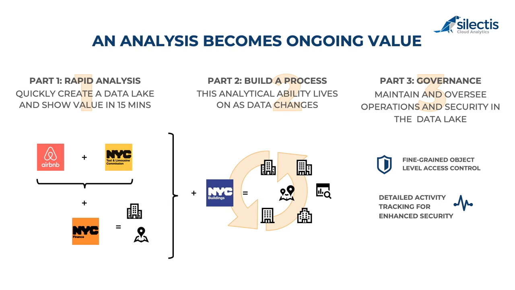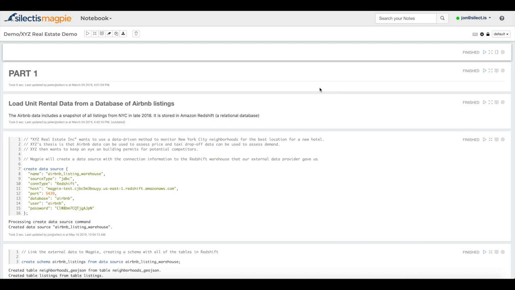The first is a rapid analysis phase where we're going to load in that data quickly and identify those target properties that might be of value to purchase for this new hotel. The second part is about building an ongoing process on top of this data lake within Magpie, and we're going to show how you can build recurring tasks to keep your data lake up to date. Part 3 is about governance and showing how you can secure your data lake and audit and monitor activity within your data lake to get insight about how your business is using data. And now you're seeing Silectis Magpie.